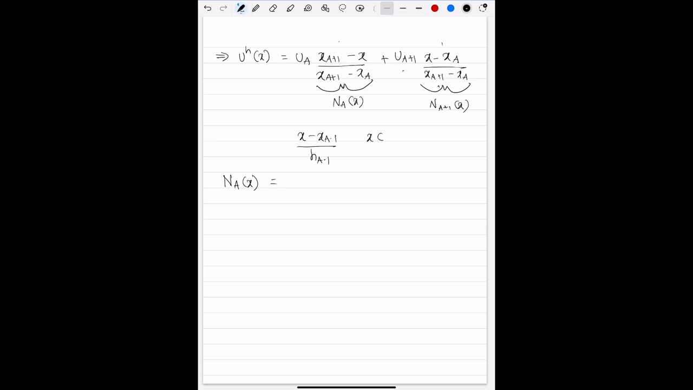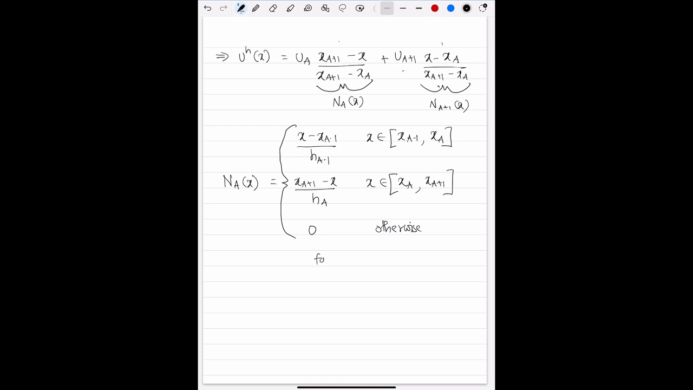And this holds true for element number A minus 1, that is x belonging to XA minus 1 all the way up till XA. NA of x is equal to XA plus 1 minus x divided by HA, and this is true for element number A, which ranges from x belonging to XA all the way up till XA plus 1, and NA of x is 0 for all other values of x, so otherwise.